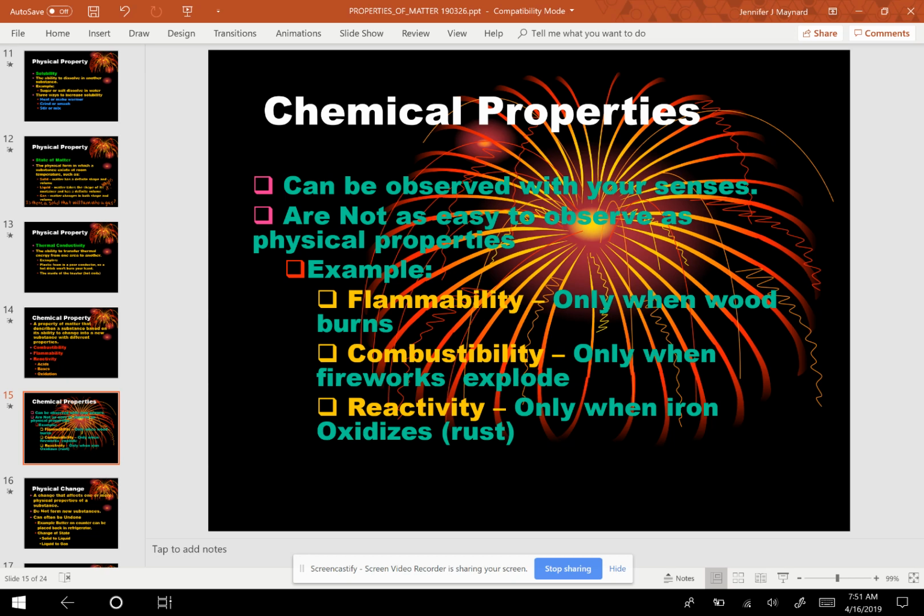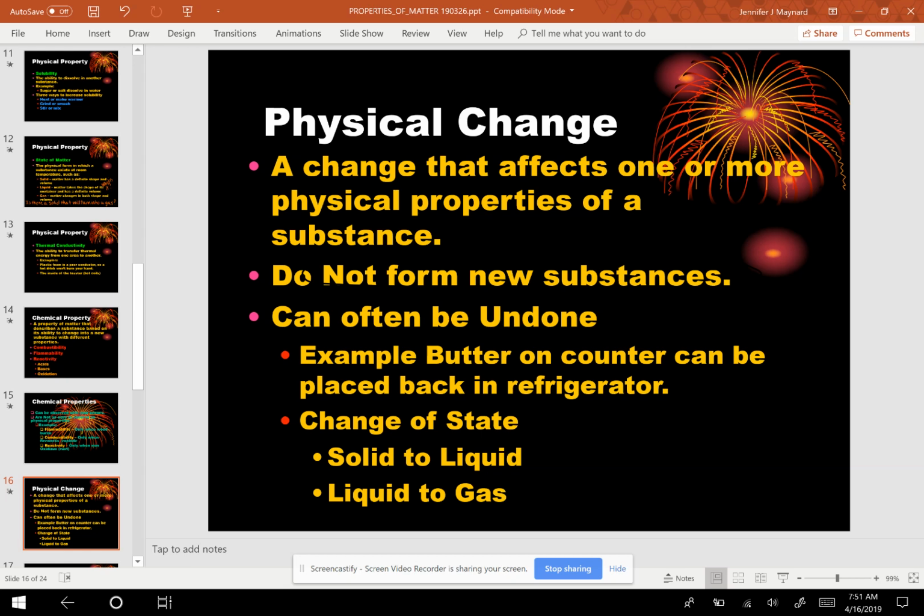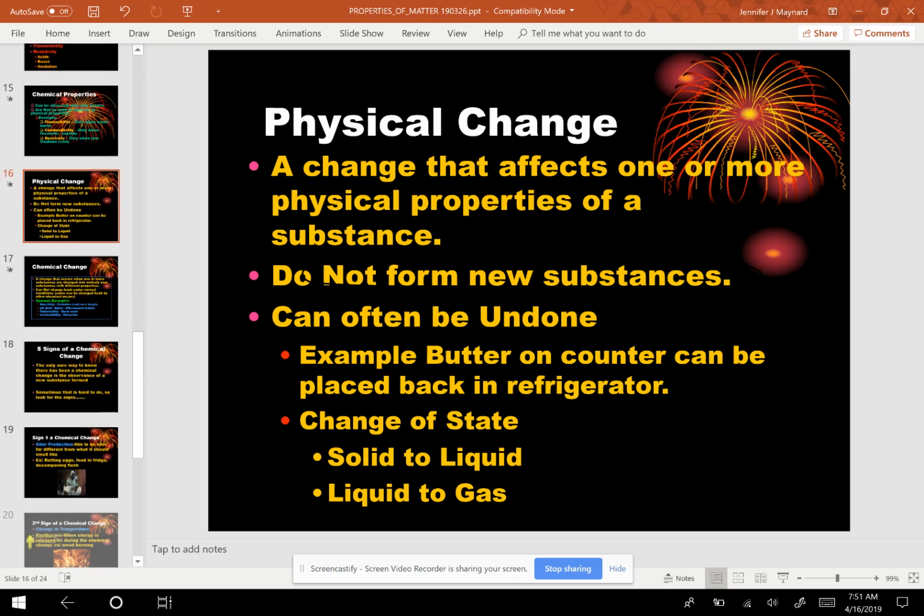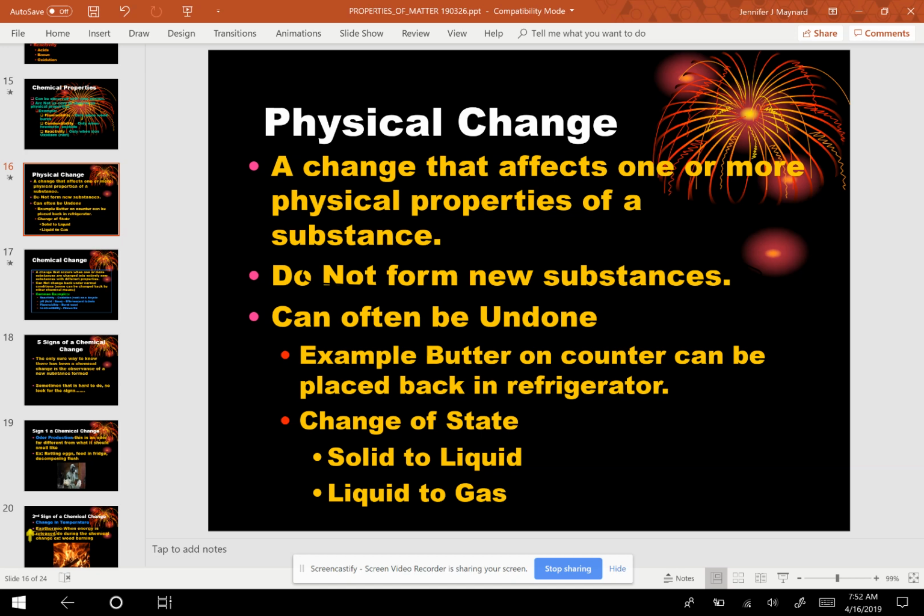So if you find a new piece of iron versus an old piece of iron, then you might ask yourself, well, how did that rust get to be there? So not only do we have chemical and physical properties, we have chemical and physical changes. Okay, so when we have a physical change, that's a change that affects one or more physical properties of the substance, but does not form a new substance. Okay, the key here is that it does not form a new substance, and often it can be undone.